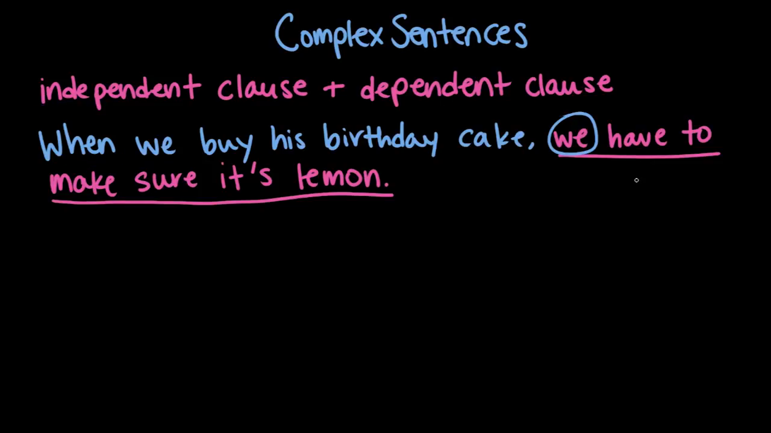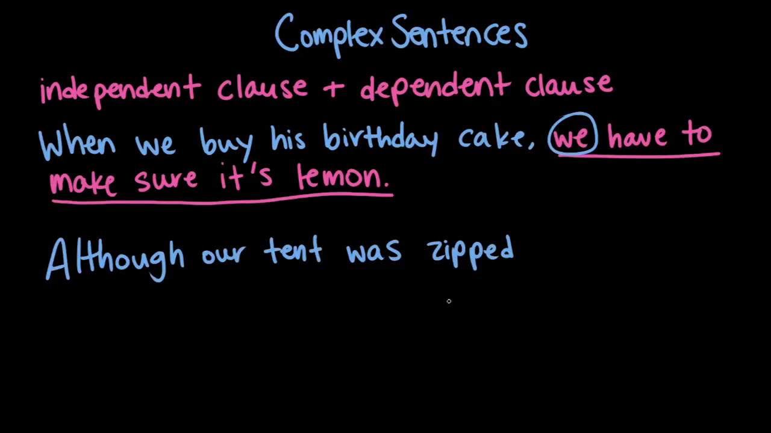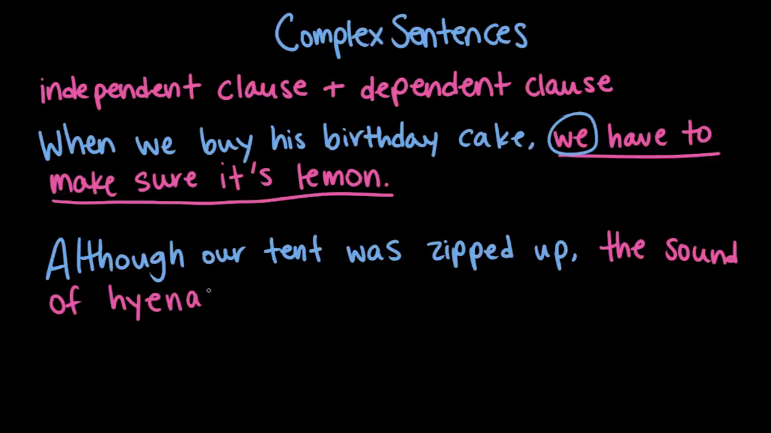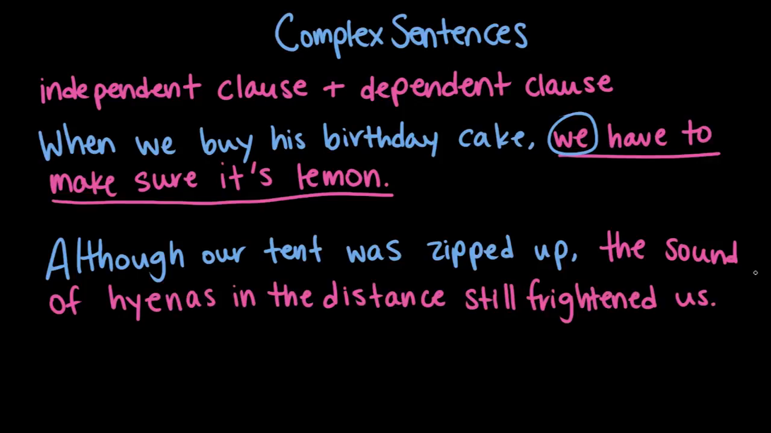Okay, so Rosie, what's another example of a complex sentence? Although our tent was zipped up, the sound of hyenas in the distance still frightened us. So again, this sentence starts with a dependent clause. Although our tent was zipped up. This would be independent if it said our tent was zipped up. But again, we have this subordinating conjunction, although, at the beginning. And there's kind of a whole bunch of different subordinating conjunctions. They're sort of just something that you need to remember. But essentially, their job is to connect clauses in sentences, but also make things into dependent clauses.